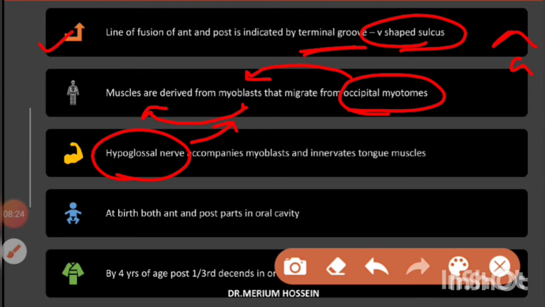So there is some change in the position of the tongue. At birth, both the anterior and the posterior parts are present in the oral cavity, but by the age of 4 years, the posterior one-third descends into the oropharynx with age.